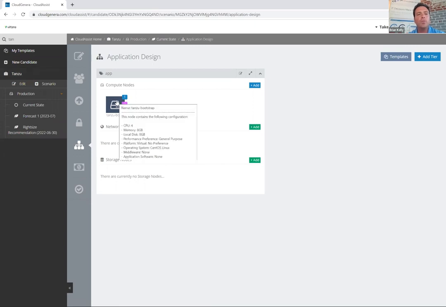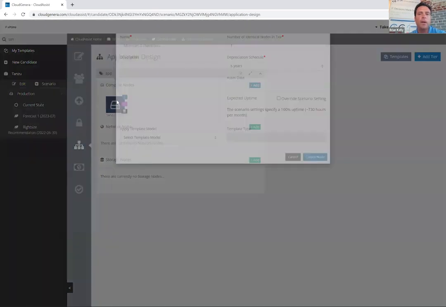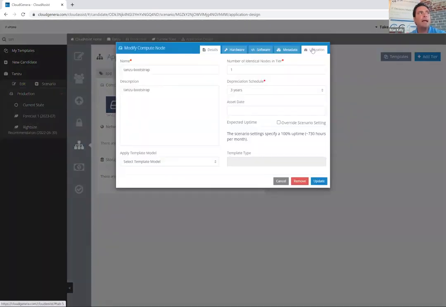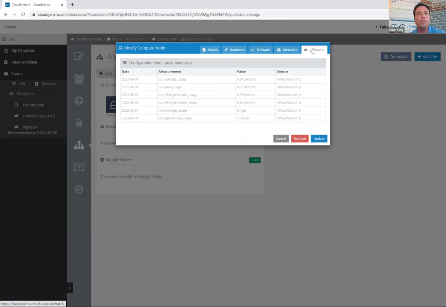First, let's focus on what's currently deployed. Currently, by vendor specification, there's 4 cores of CPU and 8 gigabytes of RAM allocated to this workload. CloudGenera, through its API, has an integration to multiple monitoring platforms. And in this particular example, we're showcasing our integration with Virtana's Virtual Wisdom offering.